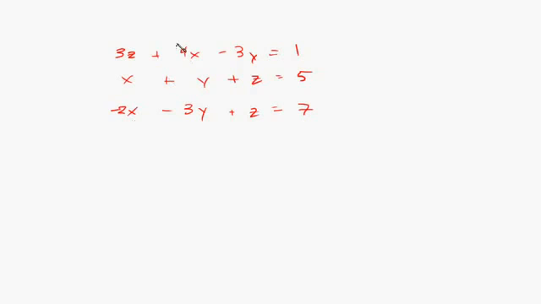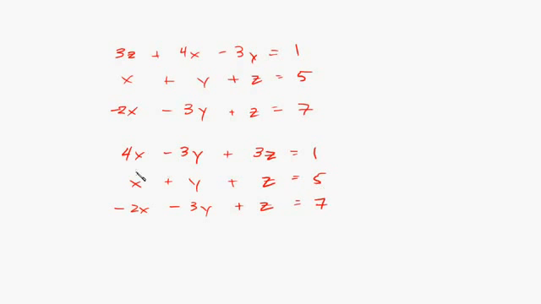Well, you want to get the x's in one column, y's in the next, z's in the last. So in this case here, we can interchange. We can exchange the 4x and the 3z, we can actually put the 3z at the end. That'd be a lot simpler. So you can write 4x minus 3y plus 3z is equal to 1, and x plus y plus z is equal to 5. And this one's already set up, so we can do negative 2x minus 3y plus z is equal to 7.